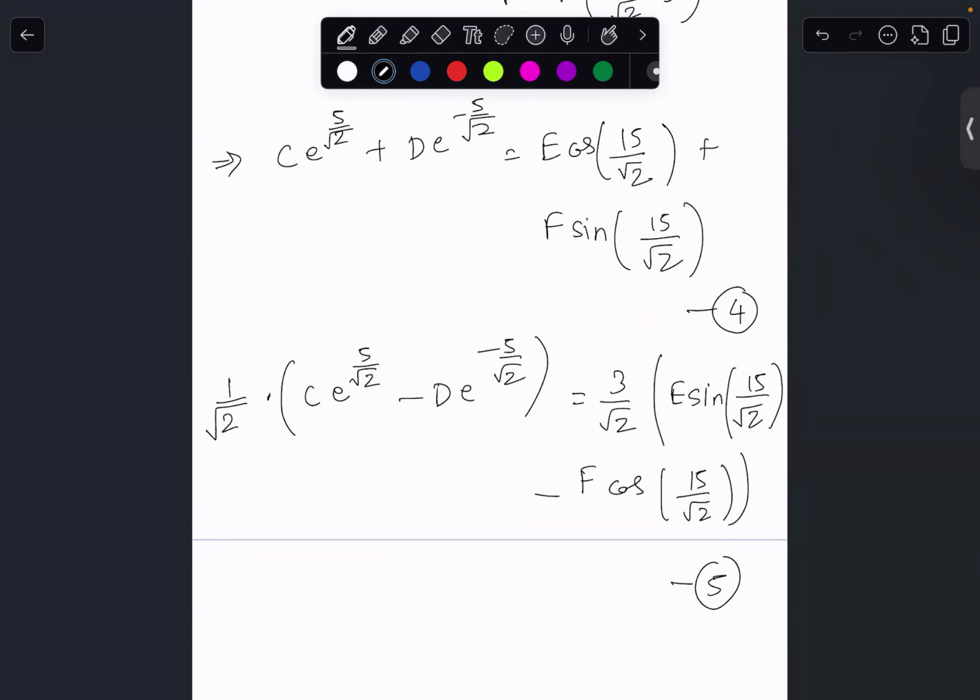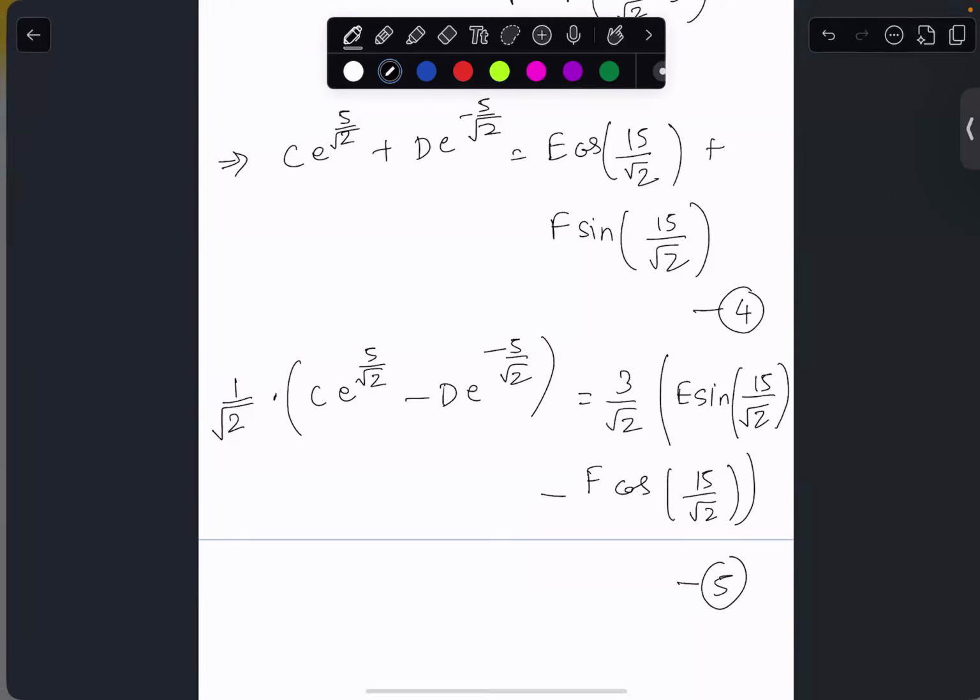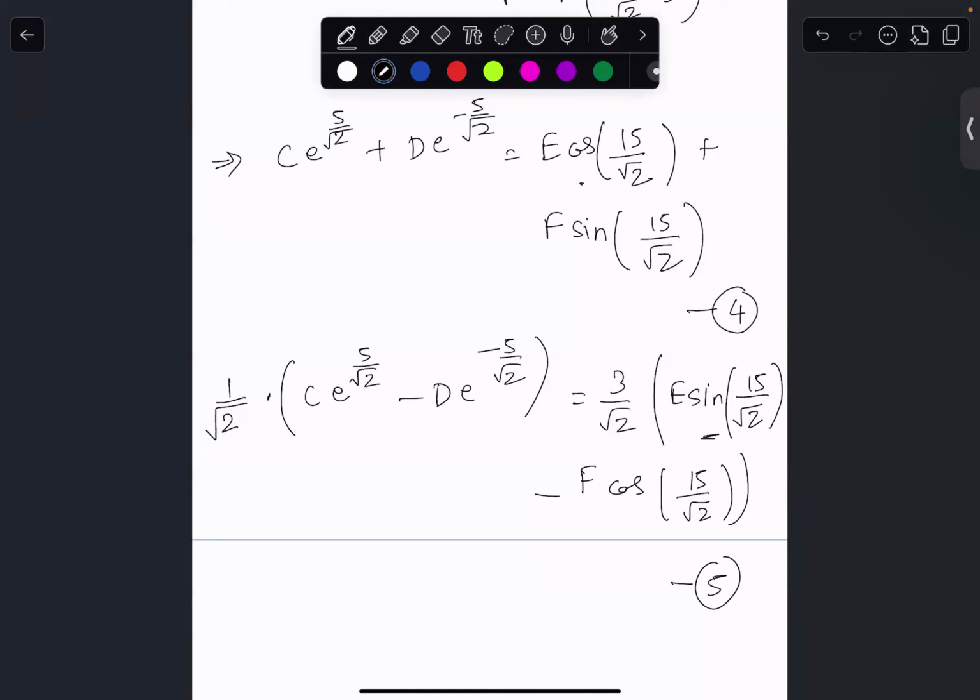So we need to use both of these equations, 4 and 5, to get final values of E and F in terms of C and D. As a result, we'll have to eliminate E from one of these equations using the other equation. So since we have sine here and cos here, let's multiply equation 4 by cos of this constant value and equation 5 by the sine of this constant value.